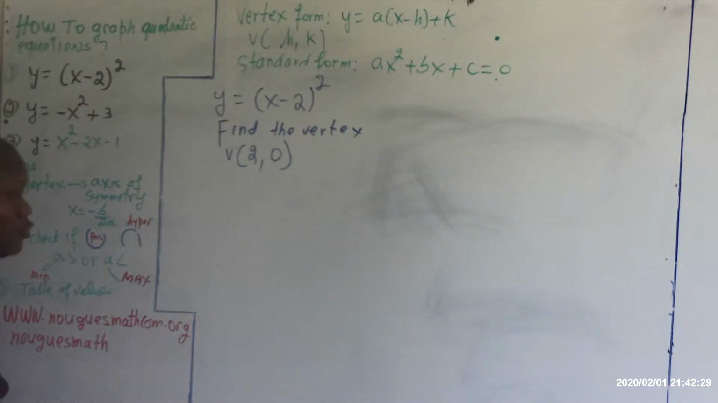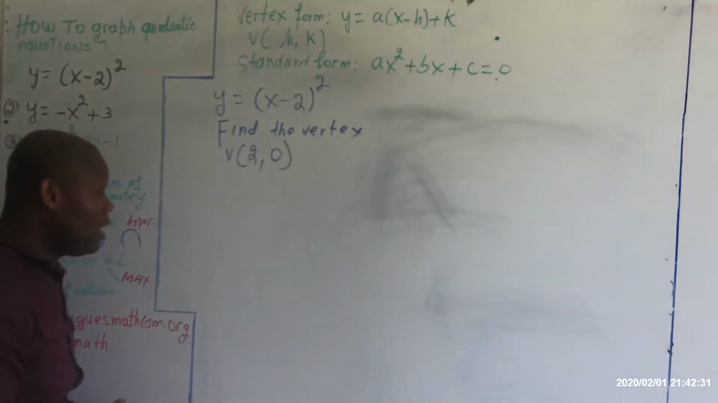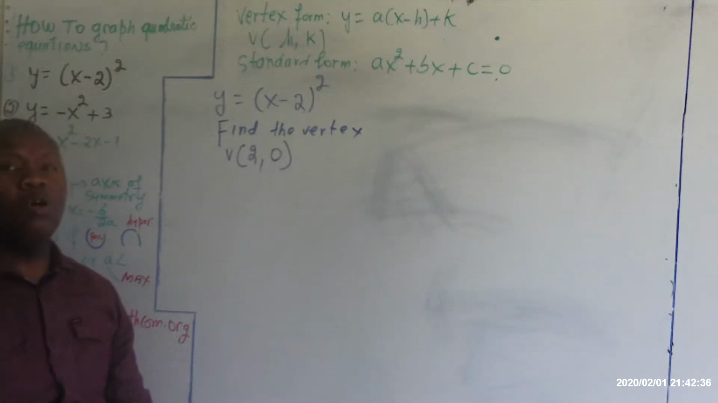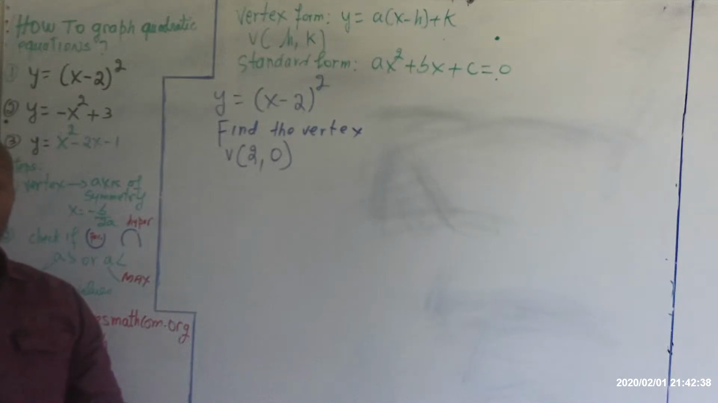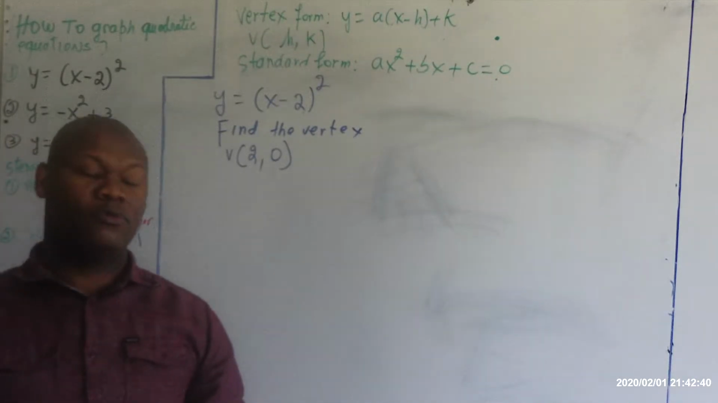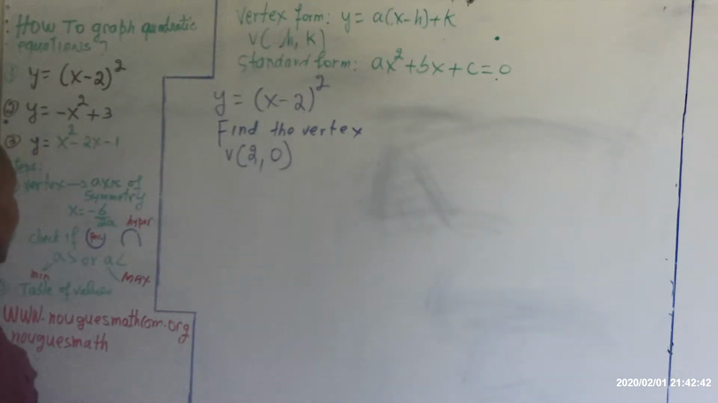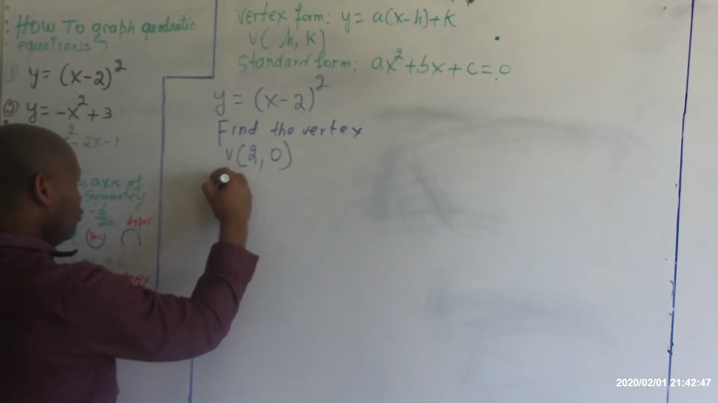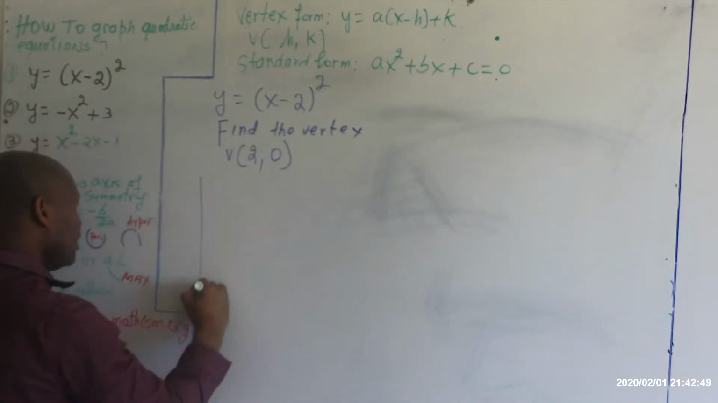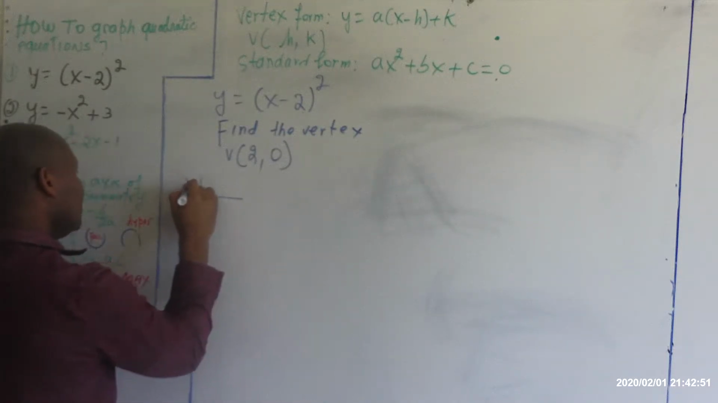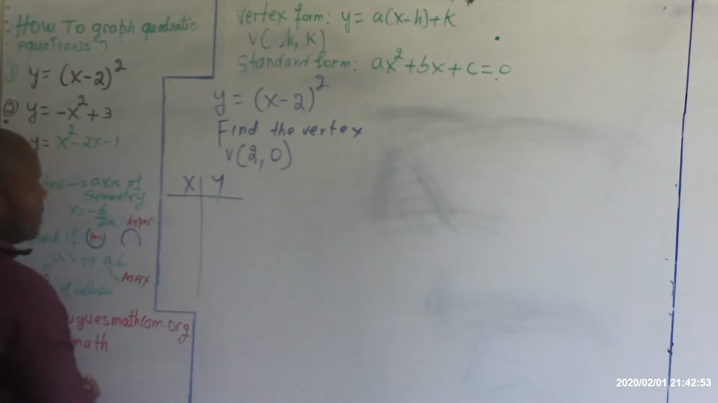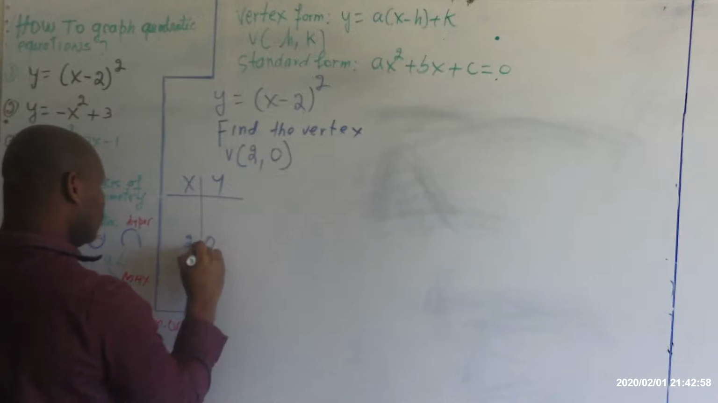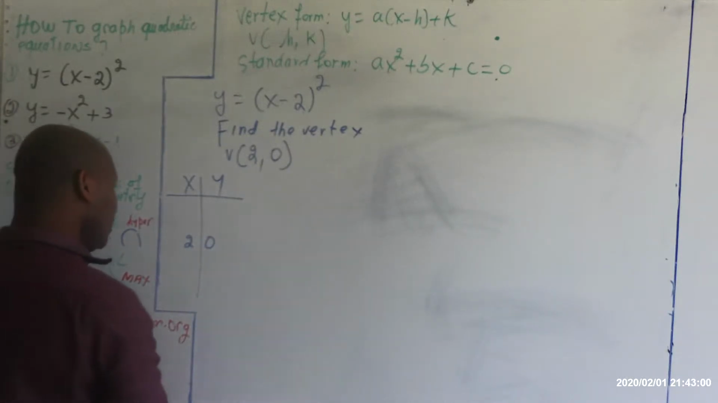So now we have 2 points, one x and one y. We need more points, because the more points you have, the better graph you're going to have. To find more points, I'm going to make a table. Let's make a table together. This is the x, this is the y. So we have 2, 0. Let's write 2, 0 for you.